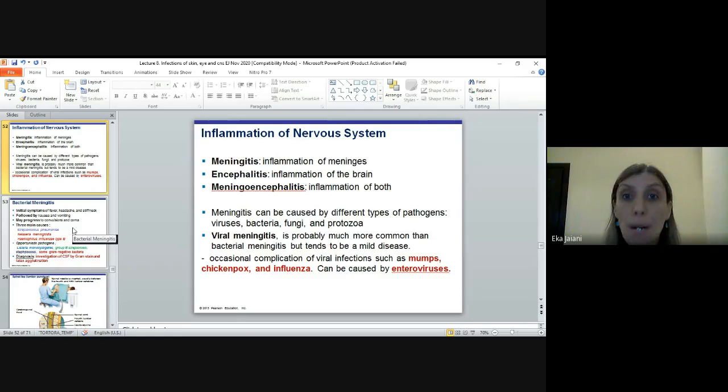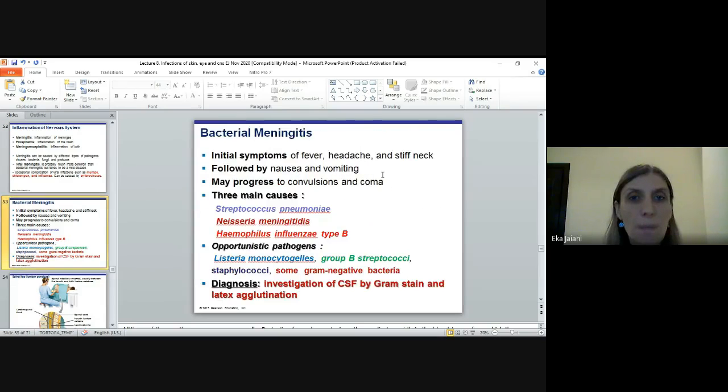There can be outbreaks of viral meningitis caused by enteroviruses. A few years ago in Georgia, in schools, we had an outbreak of echovirus. So this is one type of enterovirus, and it started in May. And many children developed meningitis, and the schools were closed. So this can impact our lives. Yeah, so this is viral meningitis.